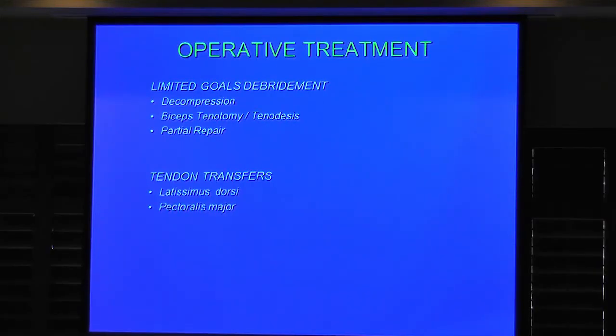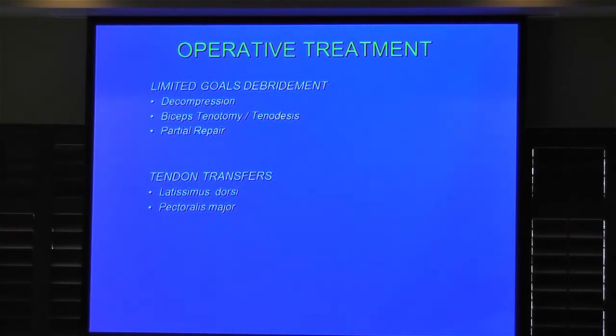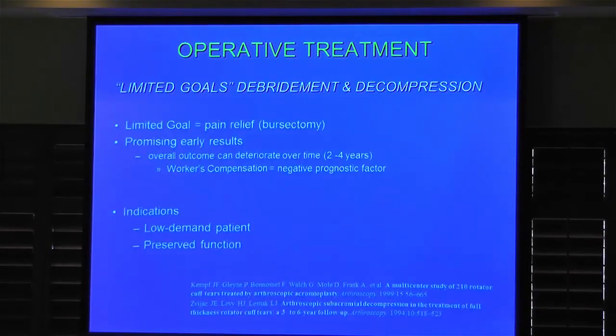So what do we do if the non-operative treatment fails or they have pain and you need some type of surgical intervention? Well, there are variations on the same theme. We have limited goals debridement, where we're not going to be able to fix the cuff. We can decompress the area, do a bursectomy, possible limited acromioplasty, biceps tenotomy, tenodesis, and even a partial repair. And then we get to the extreme salvage procedures of tendon transfers, such as latissimus dorsi transfer, pec major transfer, and then even the reverse total shoulder.